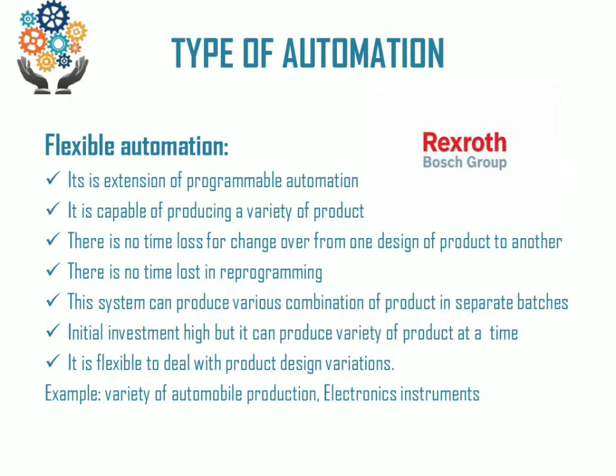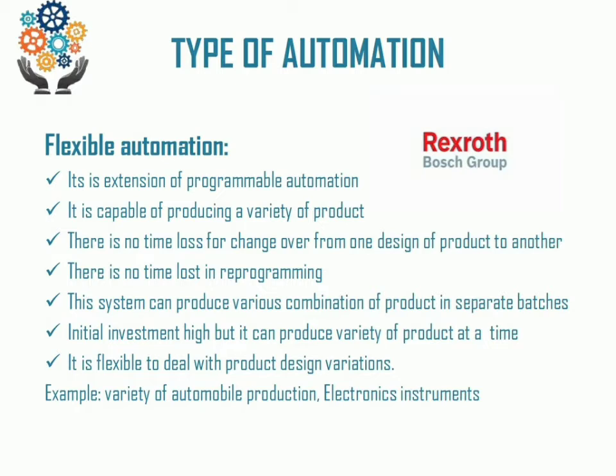Then the next type is flexible automation. Flexible, that word explains the complete meaning of this particular automation. It is an extension of programmable automation, right? In it we can change the programs or the design of the product very frequently, right? It is capable of producing a variety of products. There is no time loss for a changeover from one design of product to another. There is no time loss in reprogramming. This system can produce various combinations of products.